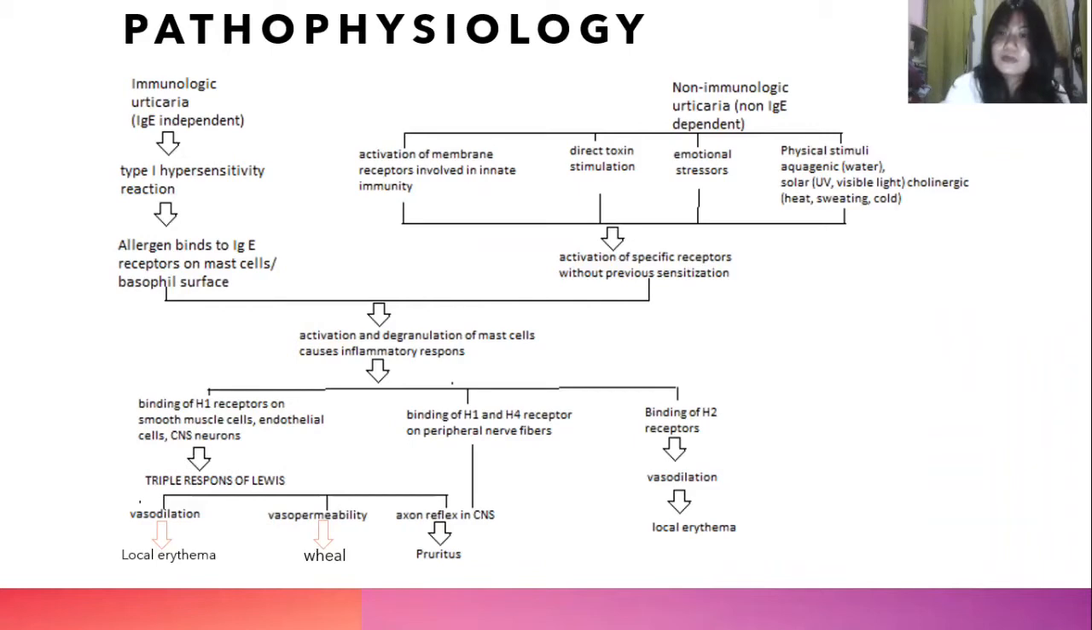Now, I will further discuss from activation. This can lead to three different paths, which could be binding of H1 receptors in smooth muscle cells, endothelial cells, and CNS neurons, which will then start up the triple response of Lewis, which is vasodilation, vasopermeability, and axon reflex in the CNS. This will then lead to local erythema, wheal, and pruritus. Another would be the binding of H1 and H4 receptors on peripheral nerve fibers, and another would be binding of H2 receptors leading to local erythema.